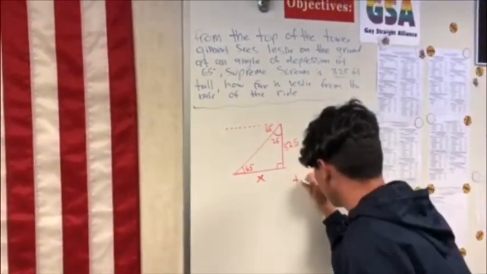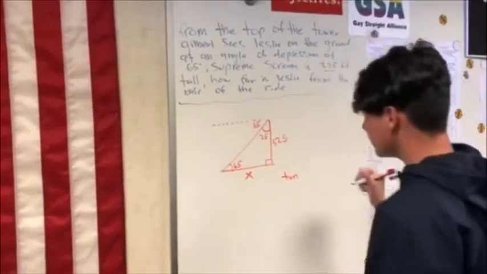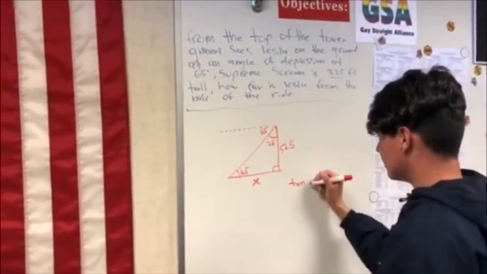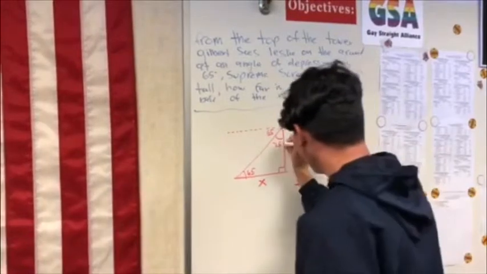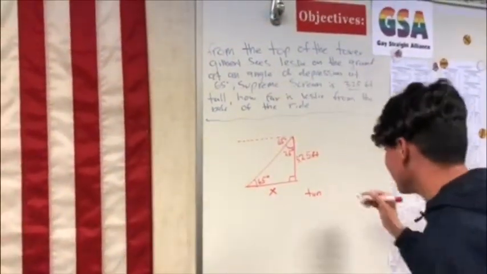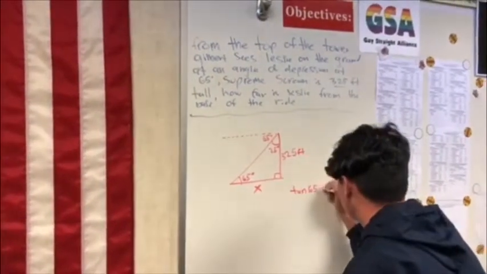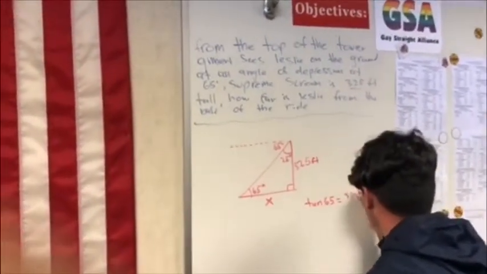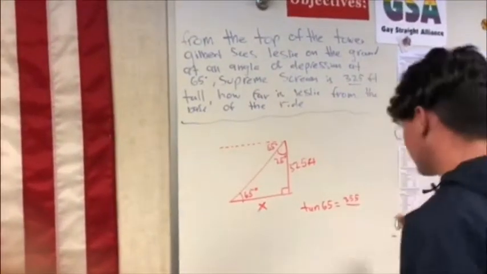So we use SOHCAHTOA to see which trig function is going to be used, and since we have the opposite and the adjacent, we're going to use tangent. Tangent is equal to the opposite over adjacent. So tangent of 65 degrees is equal to 325 feet over x.